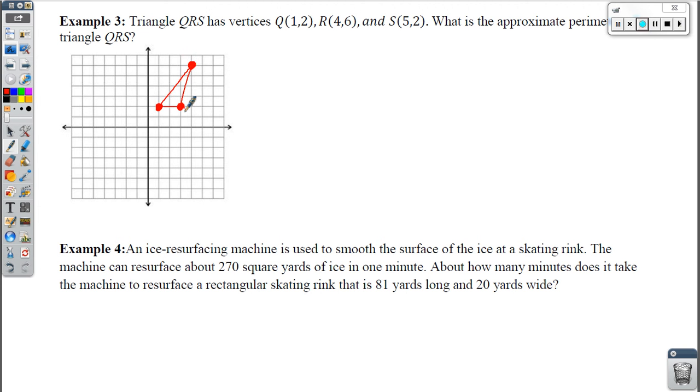We want to know the perimeter of the triangle. So what we've got to do is find the length of each of these sides. Well, this one right here is easy to count. That one's just 2. But the other 2 are diagonal. So we've got to be a bit more careful about how we figure this out. Now, we could use the Pythagorean theorem, or we could use the distance formula. I will write the distance formula here if you want it.